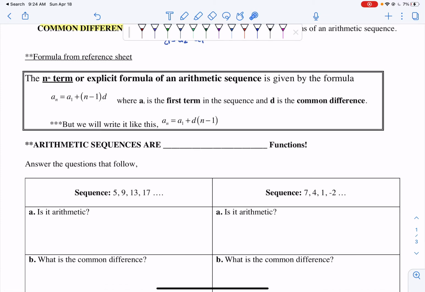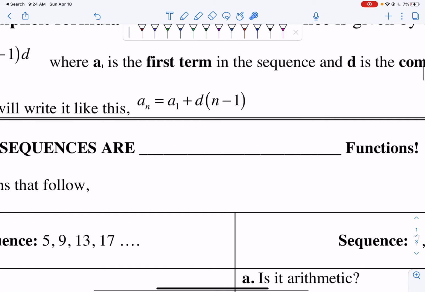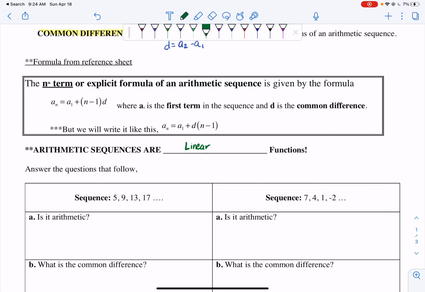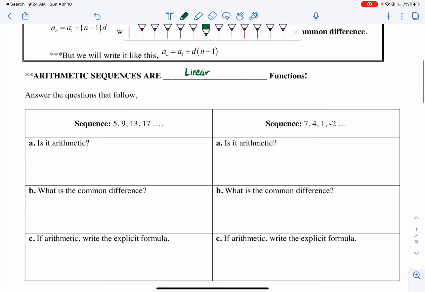It's important to know, though, that arithmetic sequences are linear functions. The reason they're linear functions is because they have that constant rate of change, or that constant slope. So let's look at these questions.